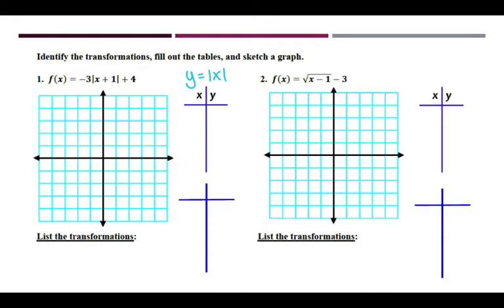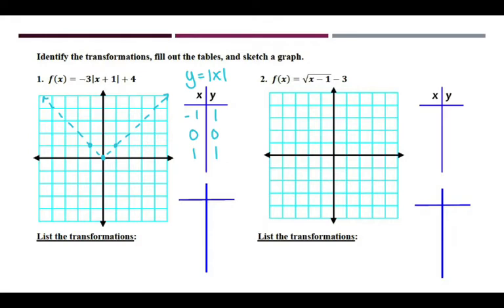That's going to help me establish 3 key points that I'm going to shift around based off of my transformations. Usually I like to start with -1, 0, and 1. And I'm going to take the absolute value of all of these values to get my y coordinates. So absolute value of -1 is 1, absolute value of 0 is 0, and absolute value of 1 is 1. So here is my original parent function, and we are going to take this graph and make adjustments to it based off of the transformations that are listed in the new function.